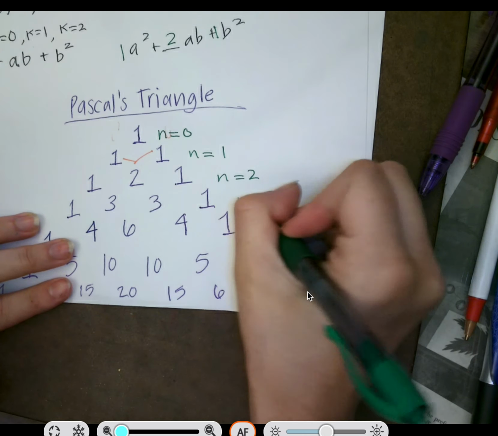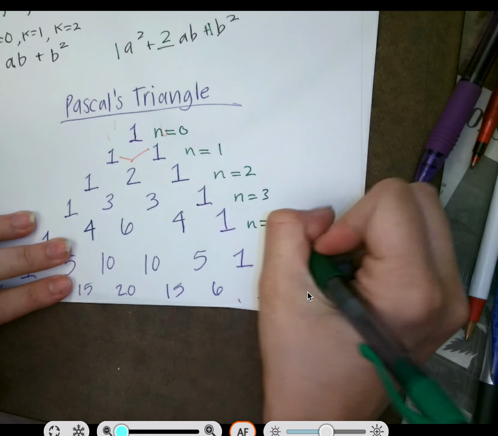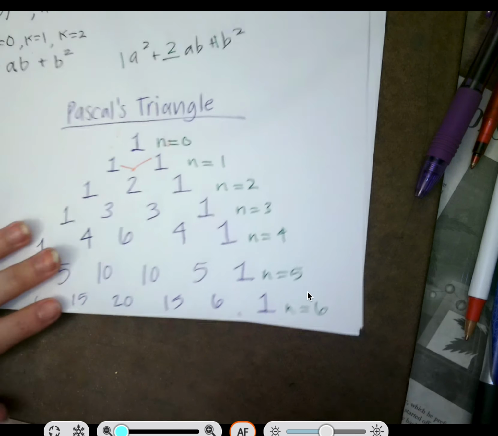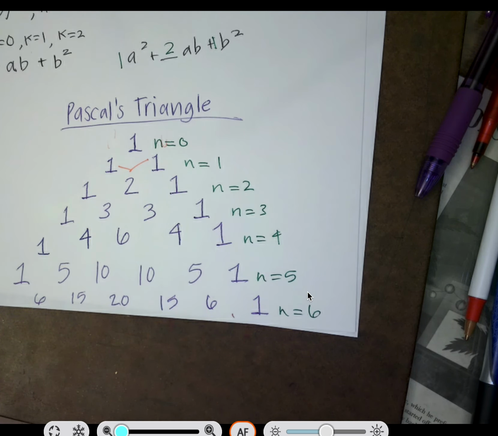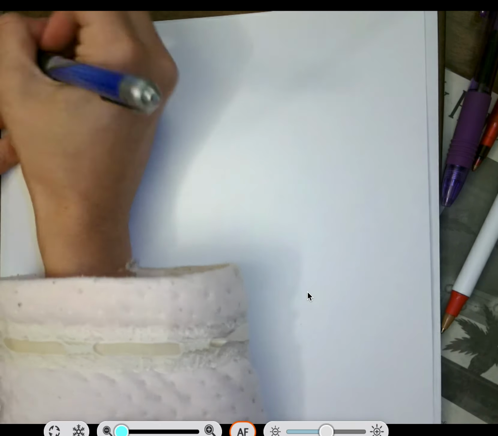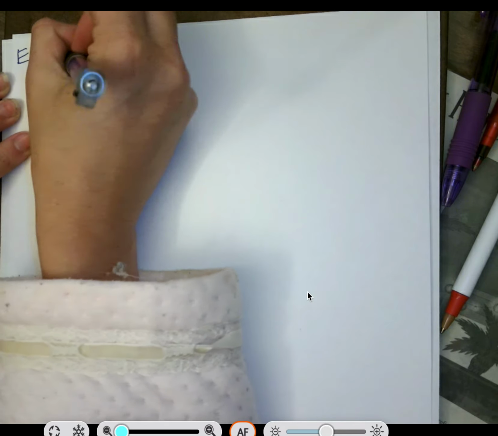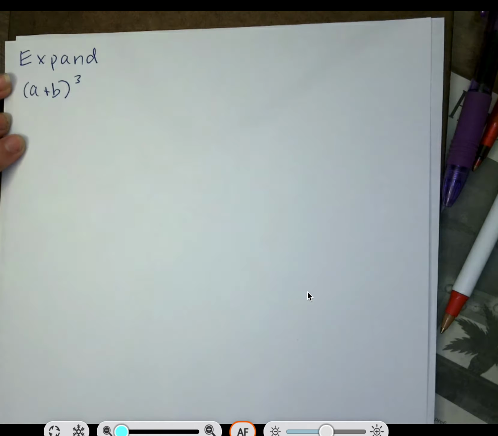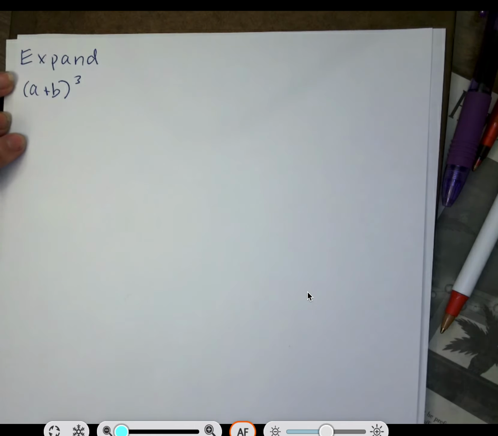This one is for when n equals 3, n equals 4, 5. We made it all the way to when n equals 6. Let us try a little bit more complicated example, eh? Let us look at the expansion of a plus b cubed. Once again, this is an identity, specifically identity 6.